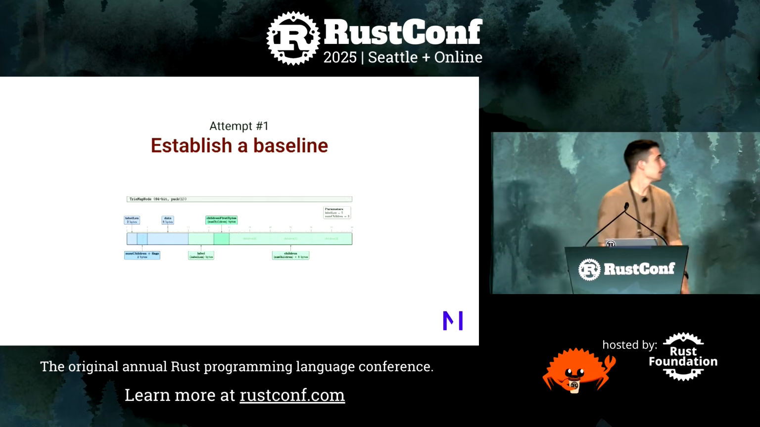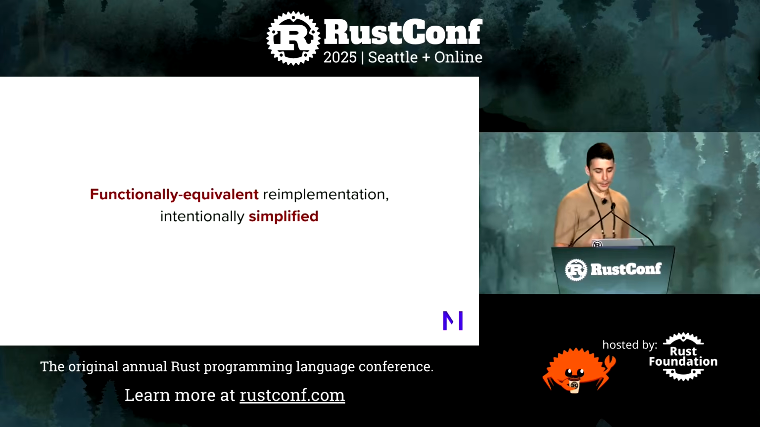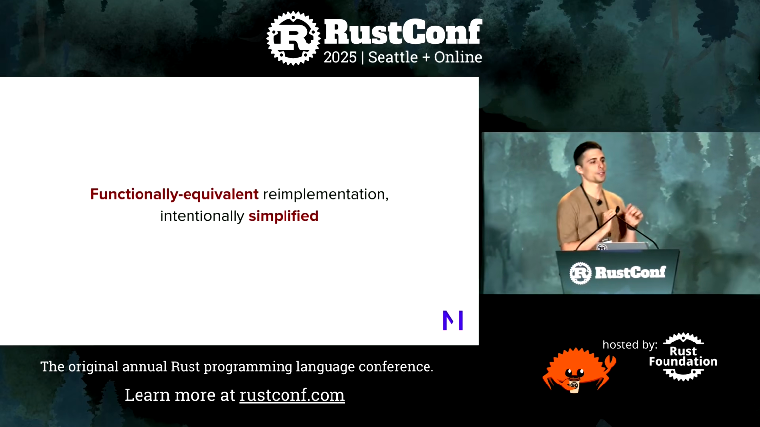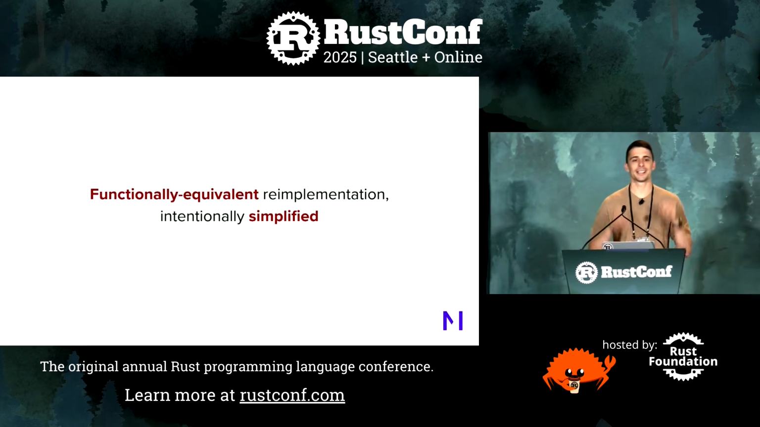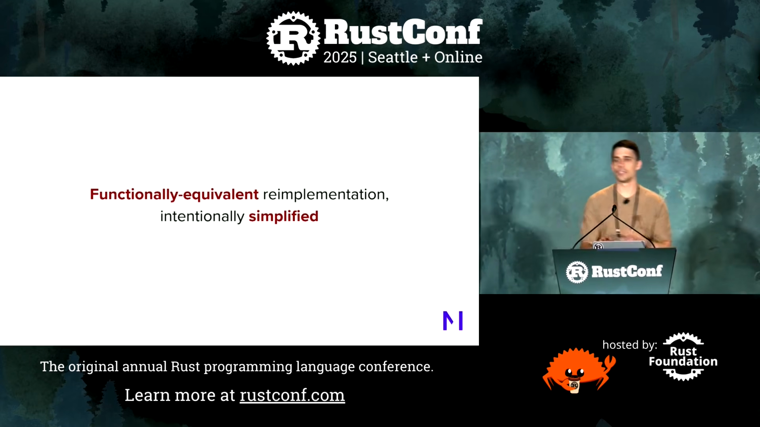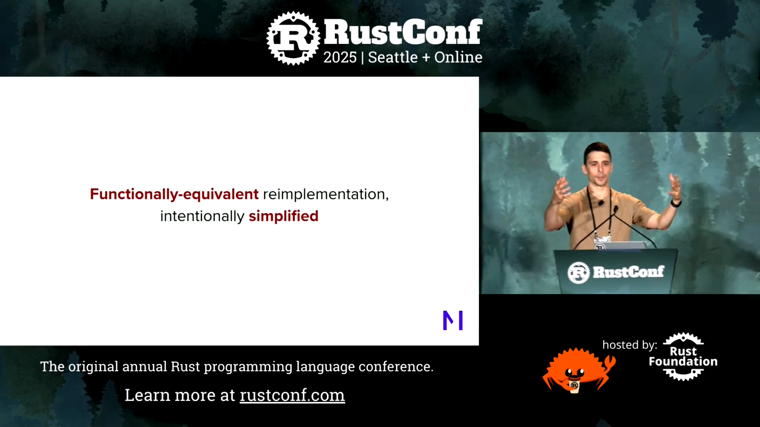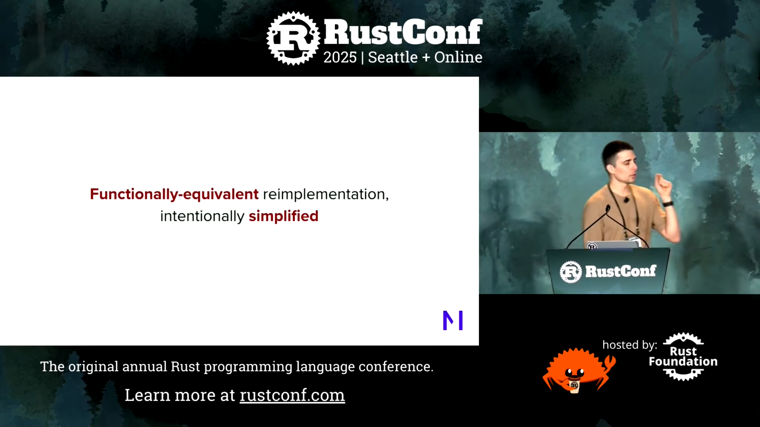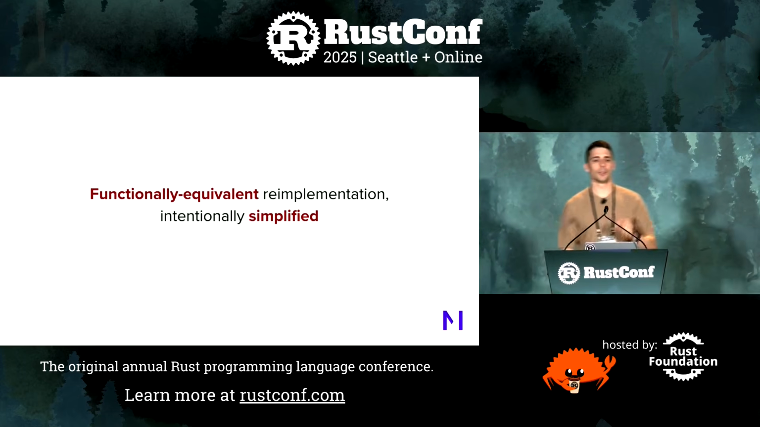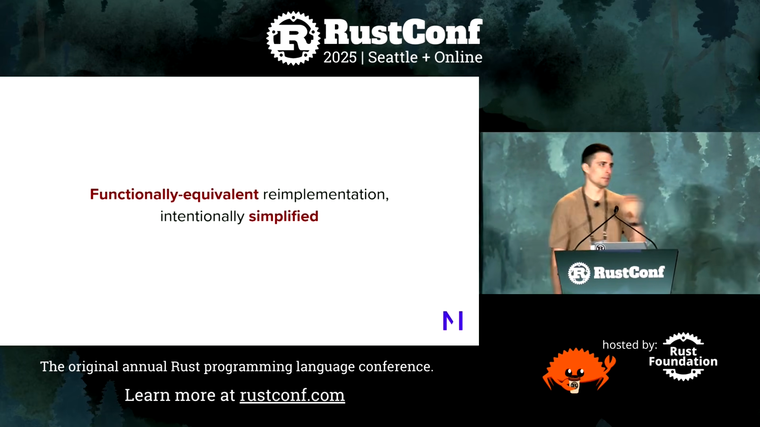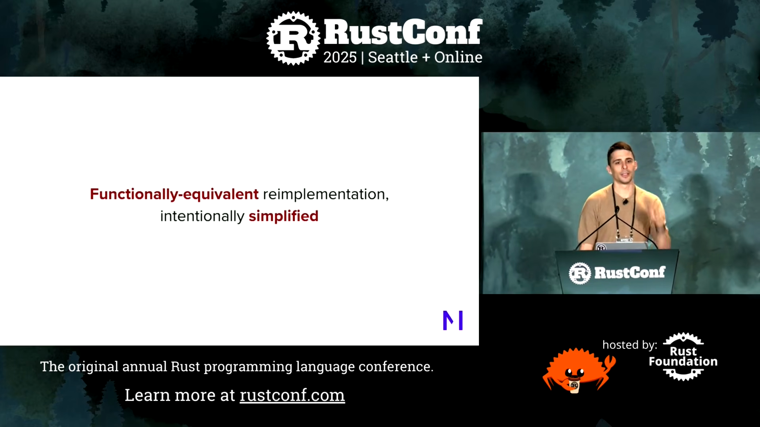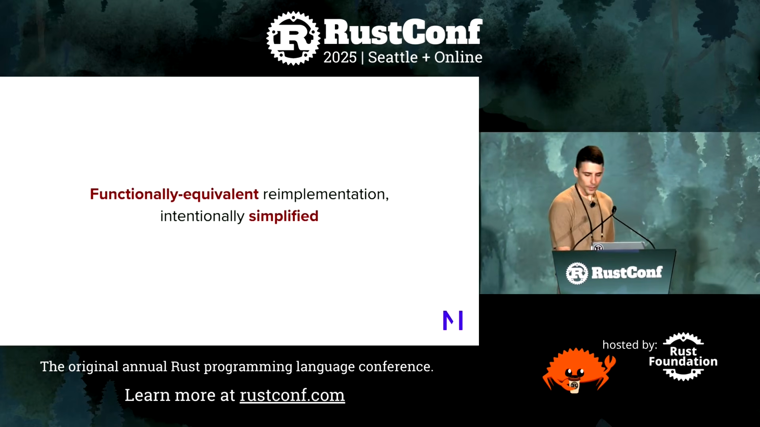First step, we decided to establish a baseline. In this context, a baseline is a functionally equivalent reimplementation, which means that it behaves the same, and it has exactly the same public API. So it is indistinguishable from a consumer perspective, looking at the shape of the functions that are exposed. But its internals are intentionally simplified. We make no attempt, only minor attempts really, to get this to be fast. What we are focused on is to get it to be correct.